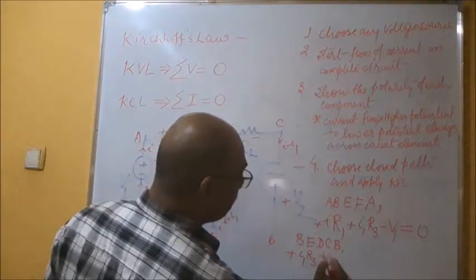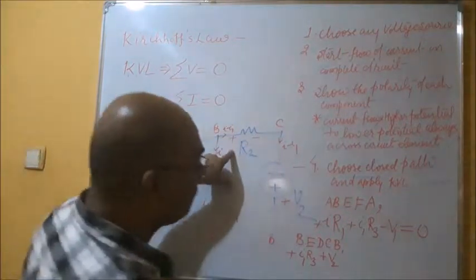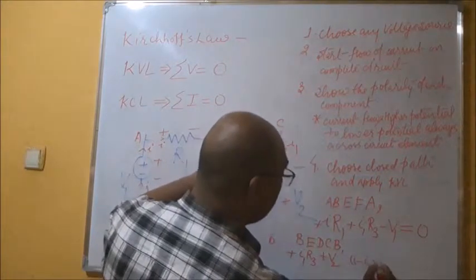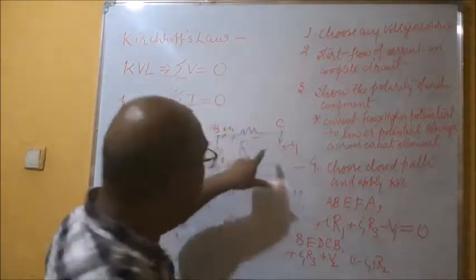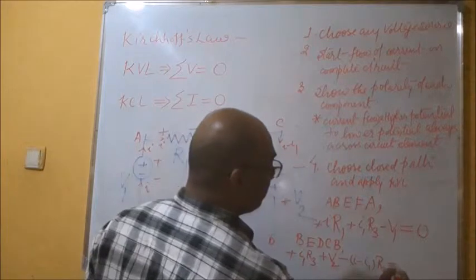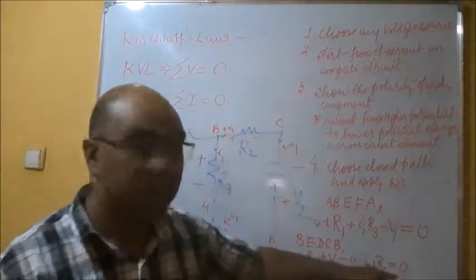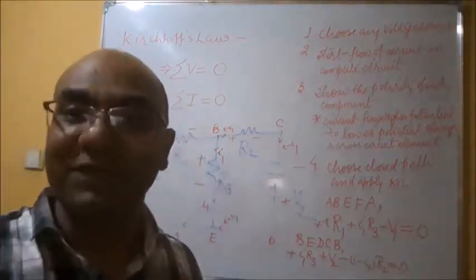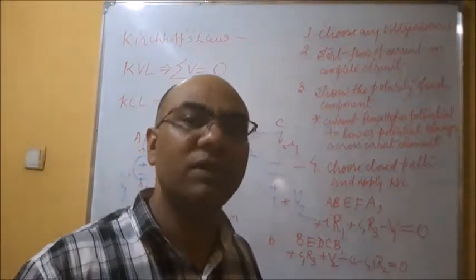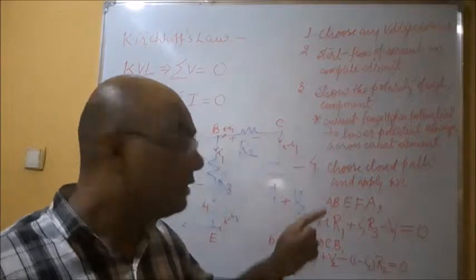So this is V2. At point C to B, the voltage is (I minus I1) into R2, and since we are moving from minus to plus, it would be minus. And all the terms are taken. So finally, the algebraic sum should be 0. Is it fine?